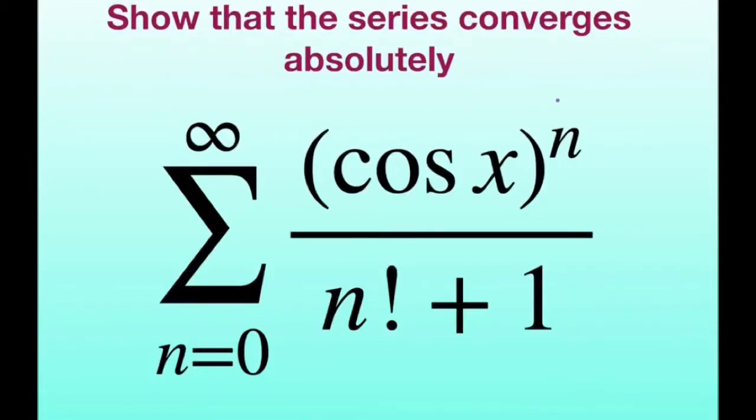Hi everyone, we're going to show that the series converges absolutely. We're going to use the comparison test and we'll get started by comparing it. We're going to have to do the absolute value, because we need the absolute value of cosine of x to the power of n divided by n factorial plus 1.